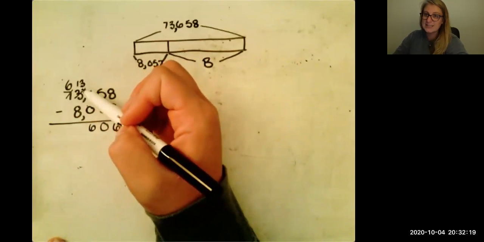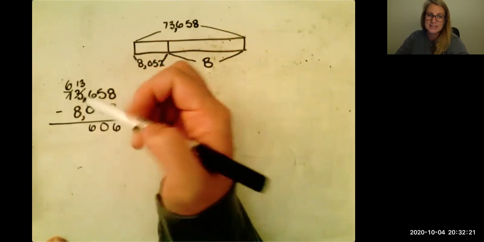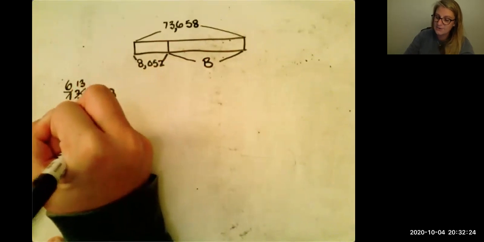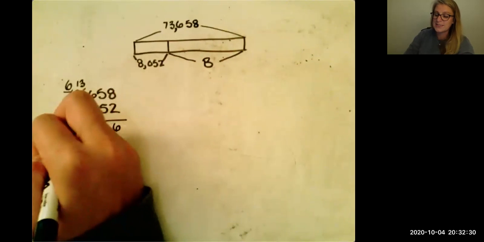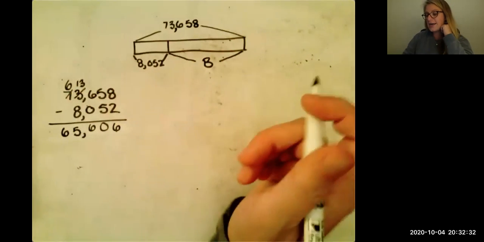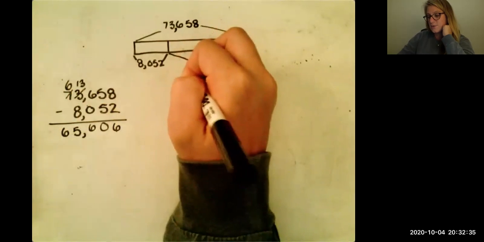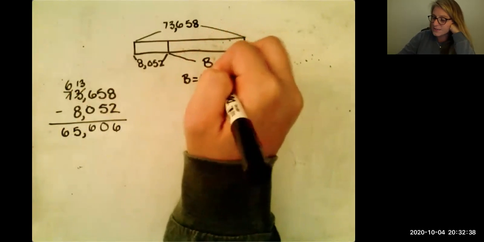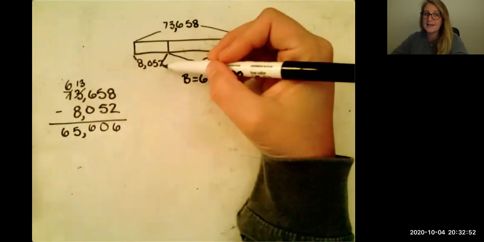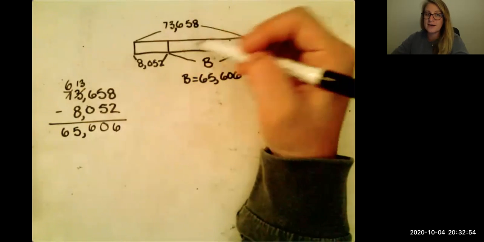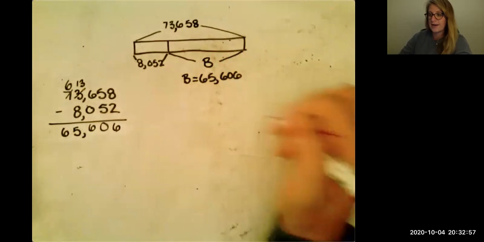13 thousands minus 8 thousands is equal to 5 thousands, and 6 10,000s minus nothing is equal to 6 10,000s. So our answer here for B should be equal to 65,606. And think about what we're going to do to make sure that that is the correct answer. We need to take this part and add it to this part to see if we get our total. So we're going to do that right now.